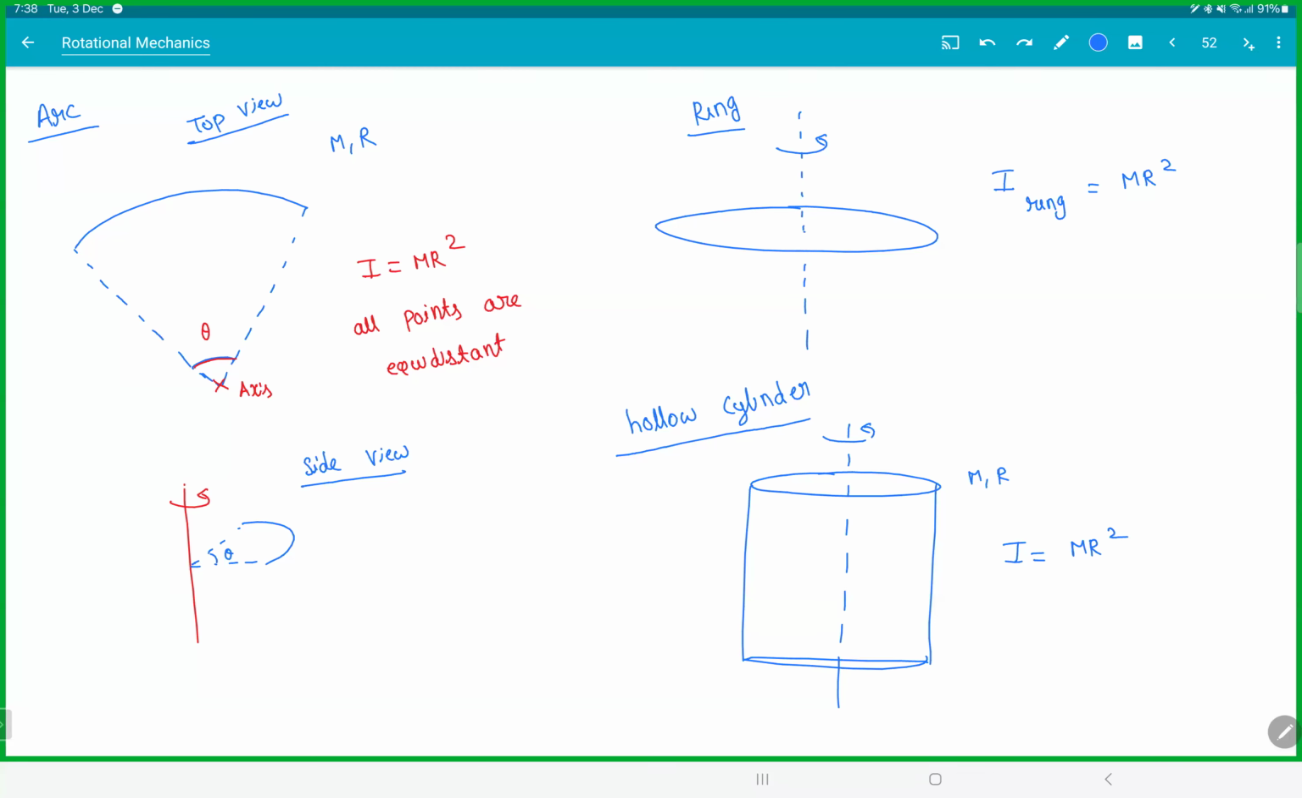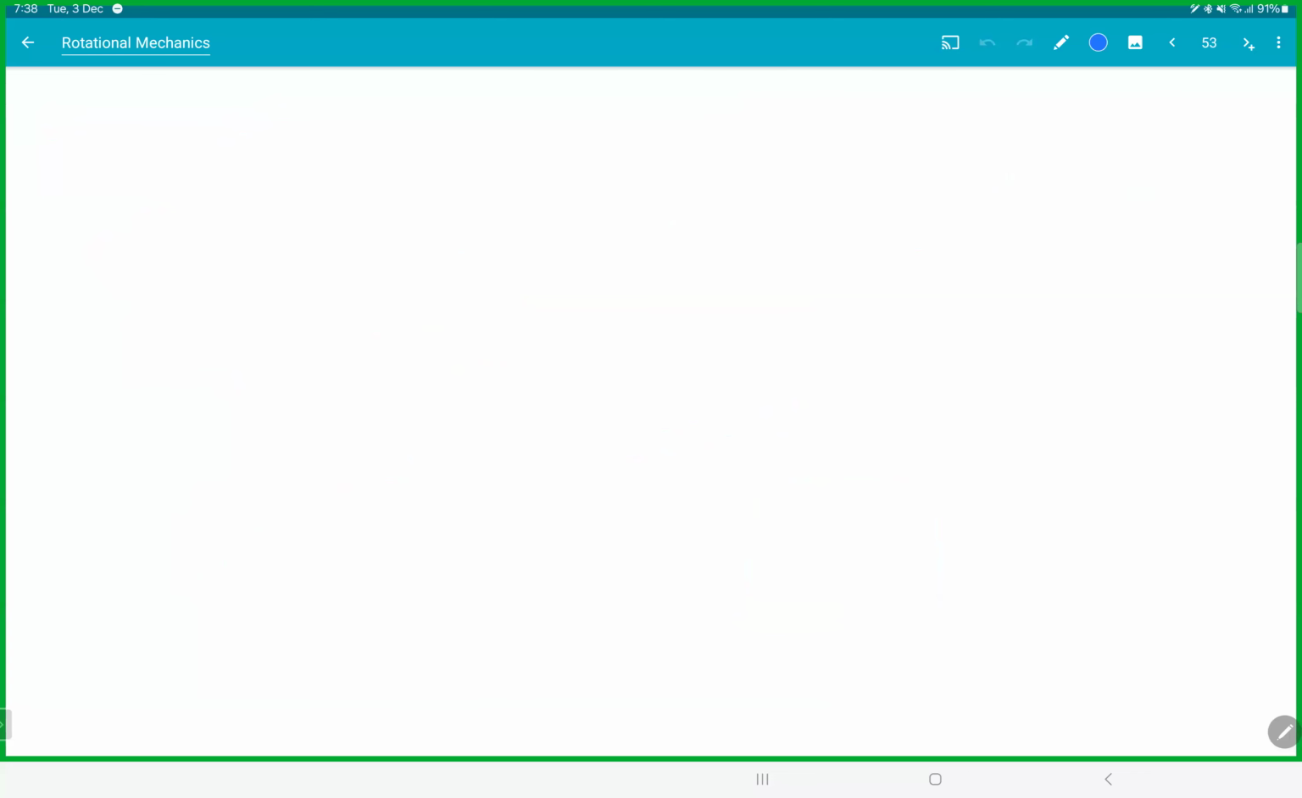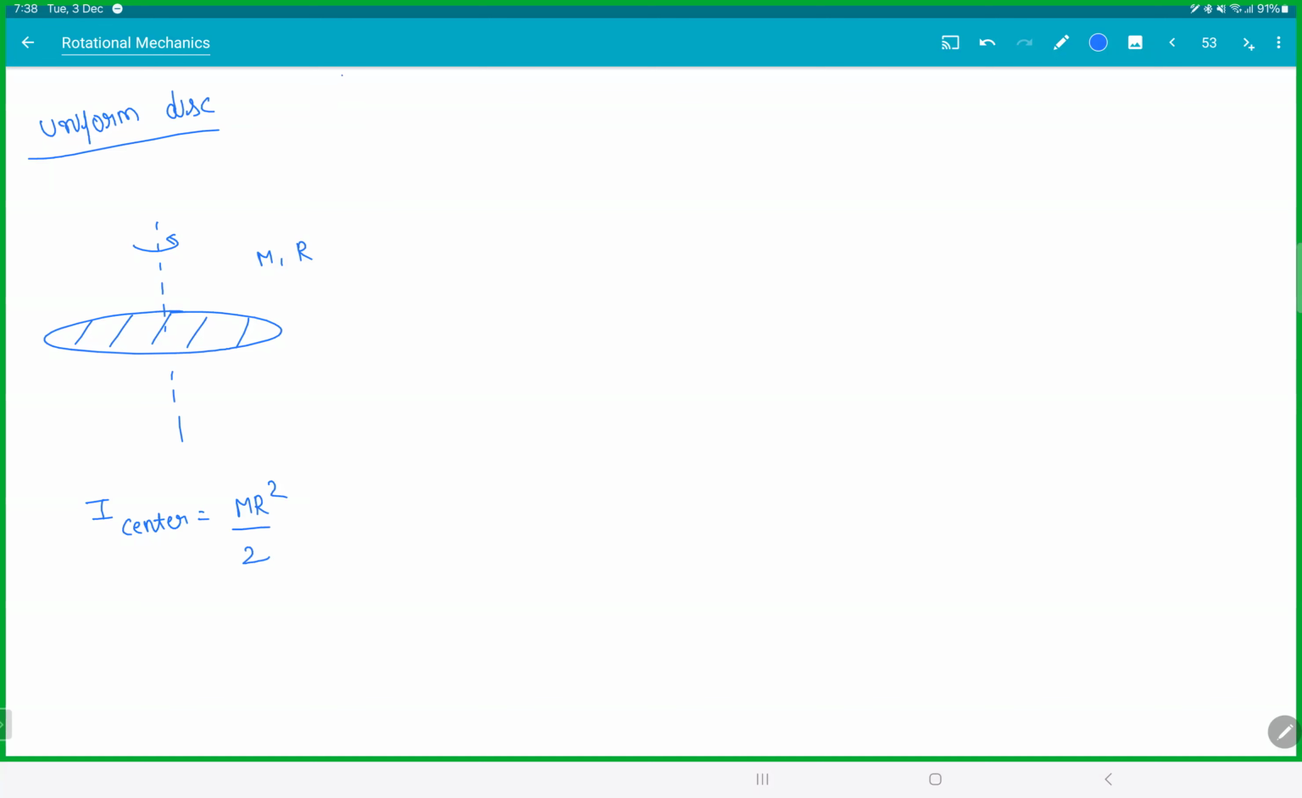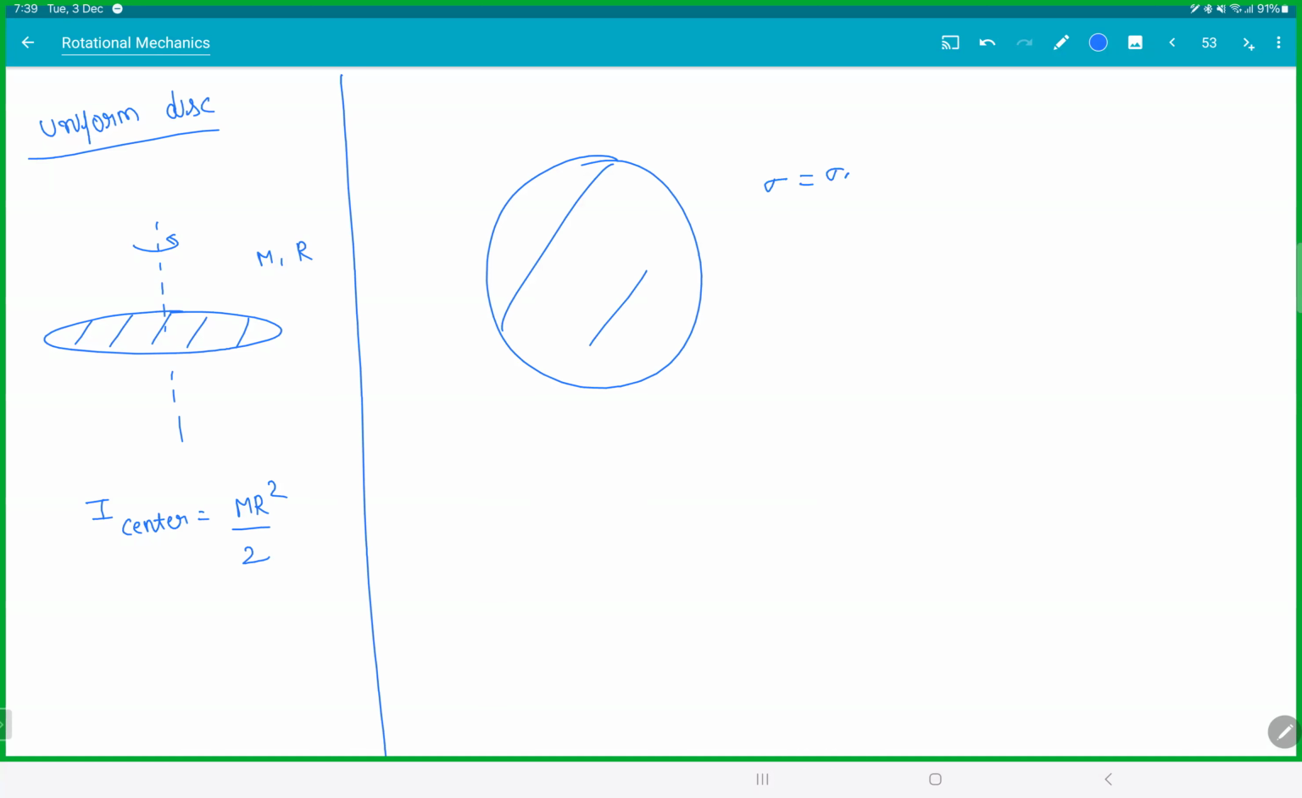Clear? Next thing. What about a disk? Disk passing through the center. I will give you the answer, but let's derive and see. The answer is mr square by 2. But how do we derive this? You need to know the derivation, because tomorrow they will say we have a disk whose density is sigma naught into r. It's a non-uniform disk whose mass is changing.